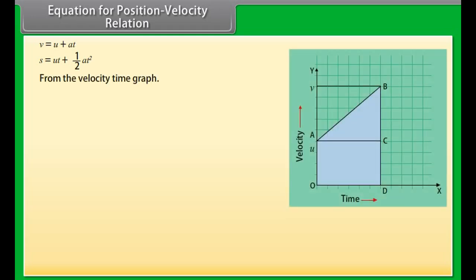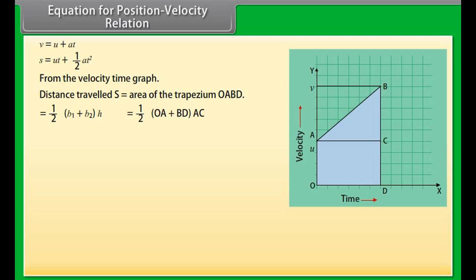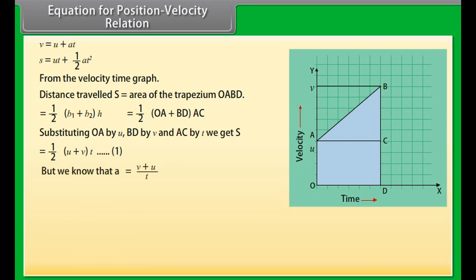From the velocity time graph, distance travelled S is equal to area of the trapezium OABD. This is 1 upon 2 into (B1 plus B2) into H, which is equal to 1 upon 2 into (OA plus BD) into AC. Substituting OA by u, BD by v and AC by t, we get S is equal to 1 upon 2 into (u plus v) into t, equation 1. But we know that a is equal to (v minus u) upon t, or t is equal to (v minus u) upon a.